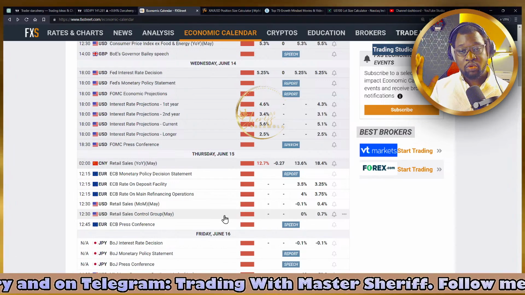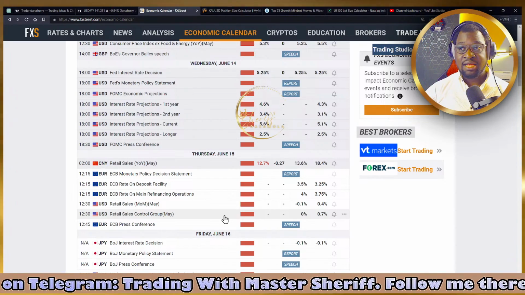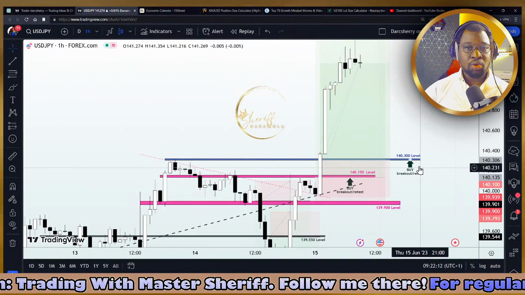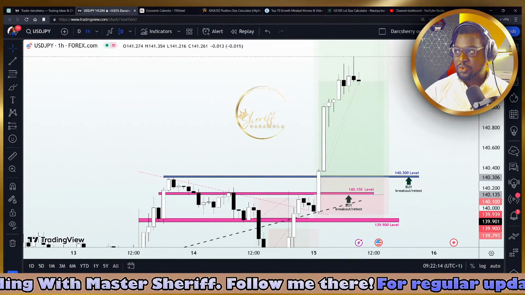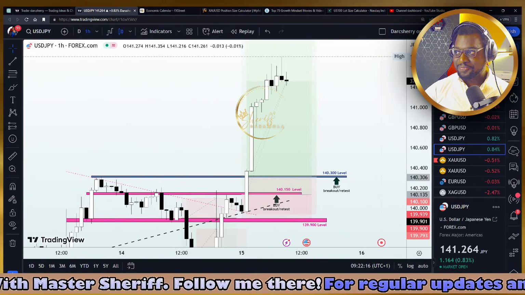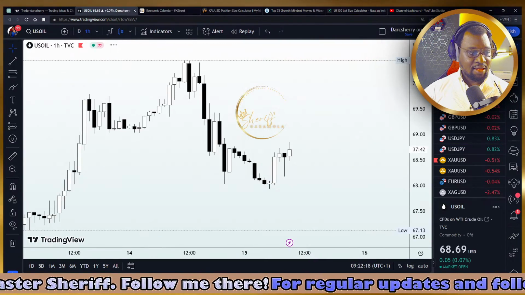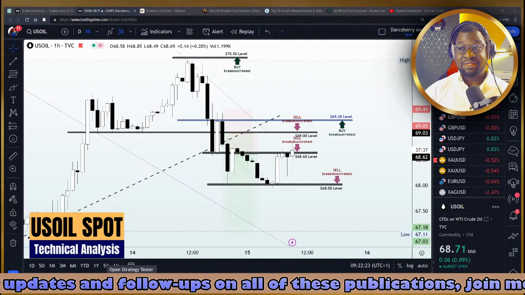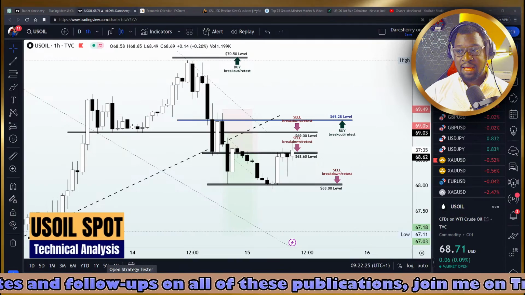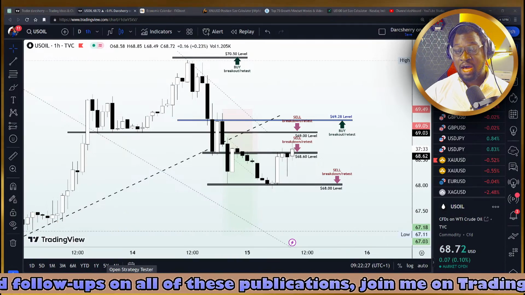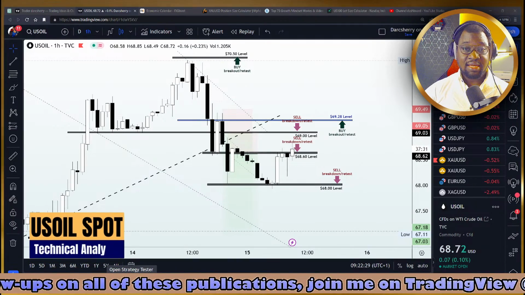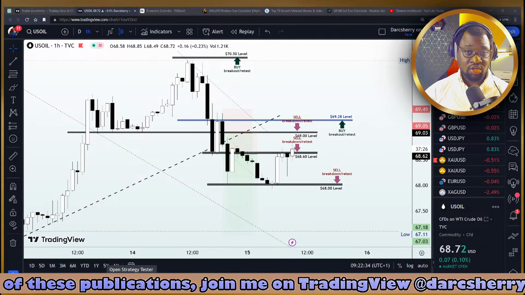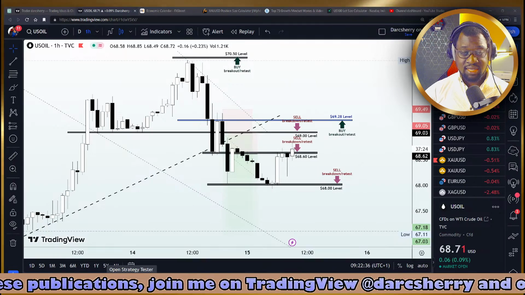So on that note, I will be diving right into the chart, and let's kickstart the session with our usual, which is the USOilSPOT. On the USOilSPOT, we had a very interesting situation during the last 24 hours where we saw our price action break down that bullish trend line we identified yesterday to signal a potential bearish opportunity to the downside.